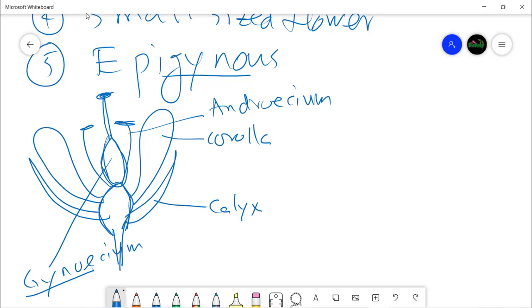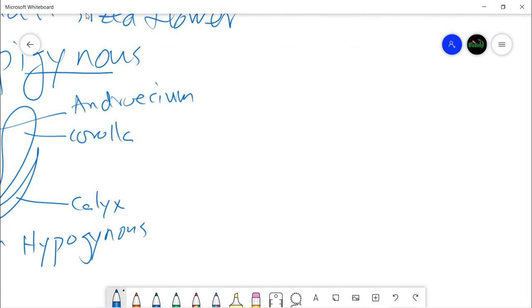It has three parts: the basal swollen portion, the ovary, then a short stalk-like structure, the style, and then we have the stigma. Now, whether the floral parts are below the ovary or above the ovary, we have these terms: hypogynous, hypo meaning below, and epi meaning above. This is a hypogynous flower, which I have just drawn. But in some cases, this is the thalamus.